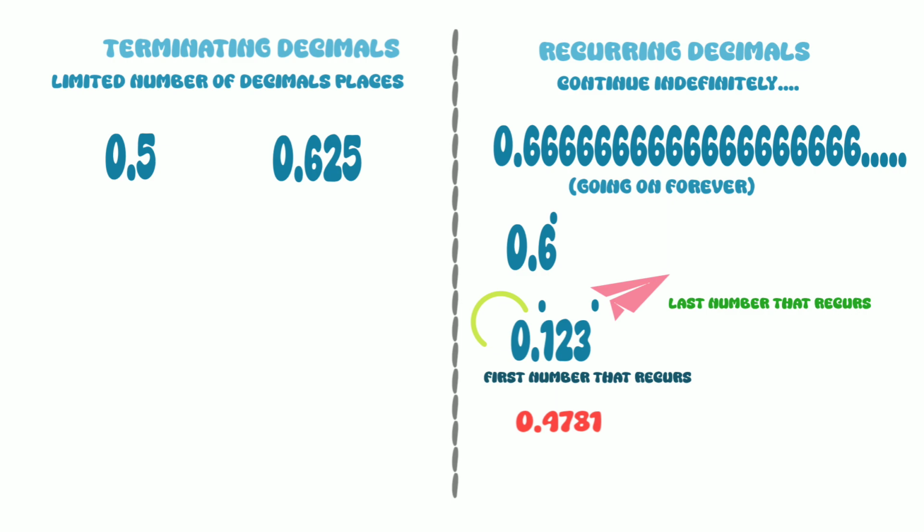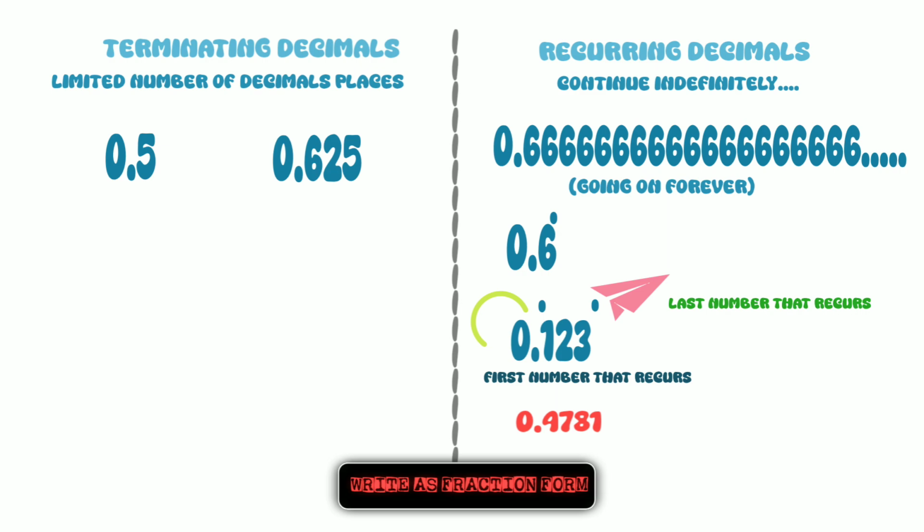Another thing you need to be aware of is that because terminating and recurring decimals are both examples of rational numbers, we can write them in fraction form as well. For example, 0.5 is the same thing as 1/2, and 0.625 is 5/8. Then 0.6 recurring equals 2/3, and 0.123 recurring equals 123 over 999.